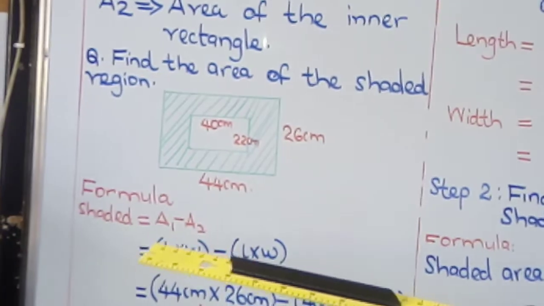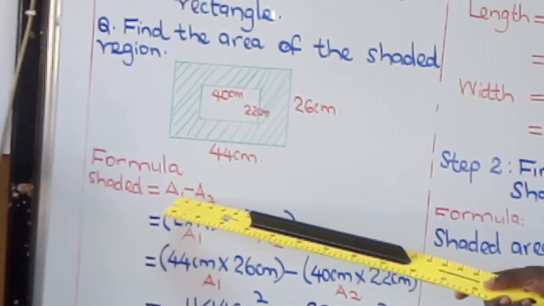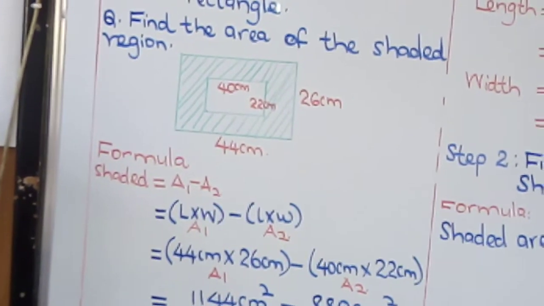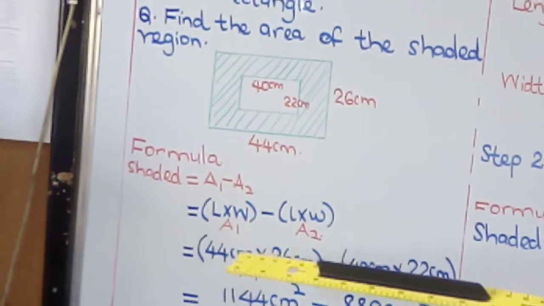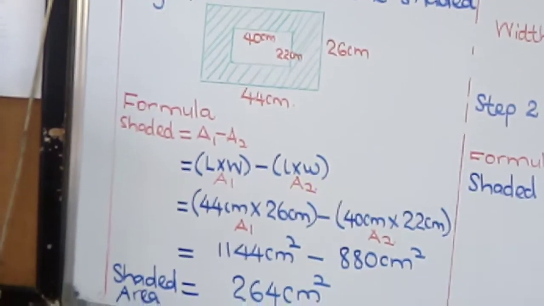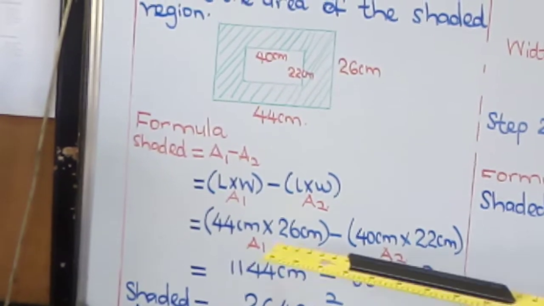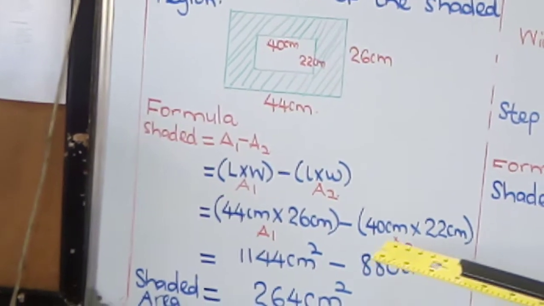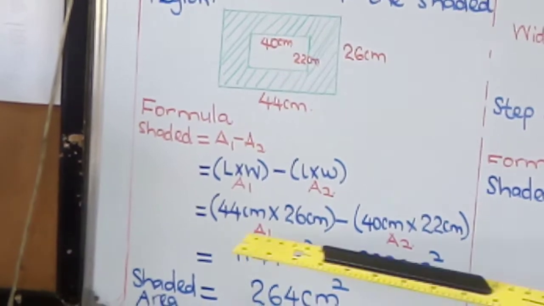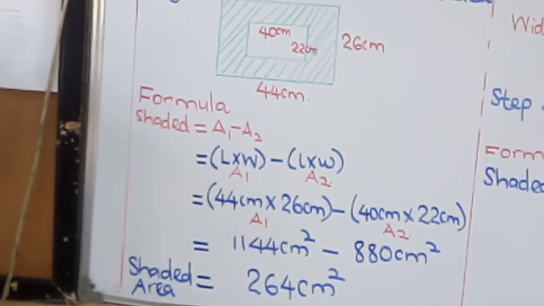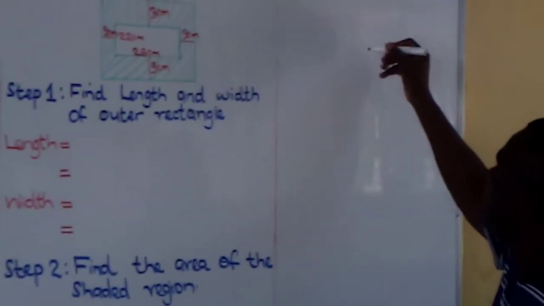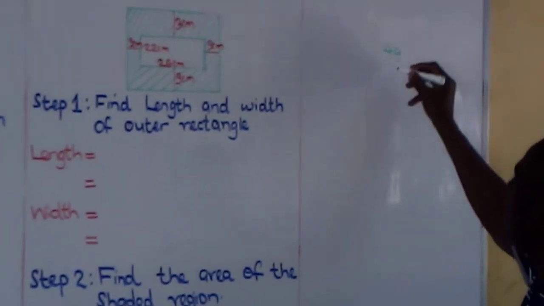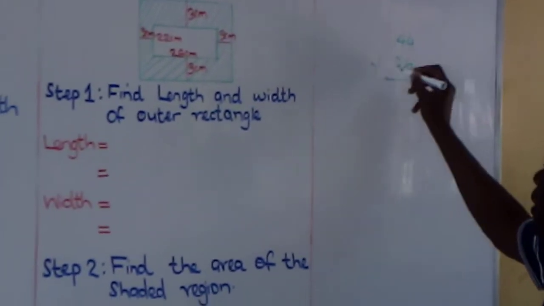So, the formula is there. Shaded region equals area 1 minus area 2. Area 1, capital letter, length times width, and area 2, length times width, small letters. So those are the measurements of area 1 and area 2. So when you multiply 44 by 26, boys and girls, this is our rough place. 44 by 26. Let us try.